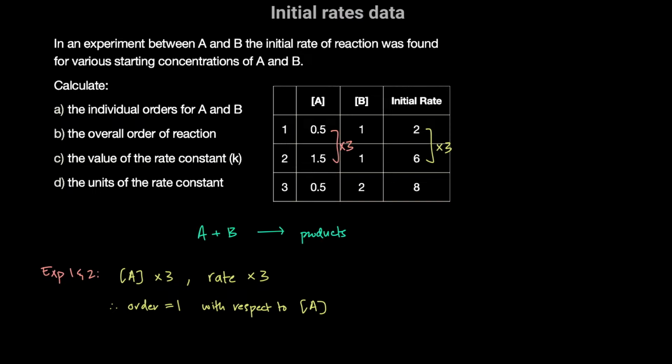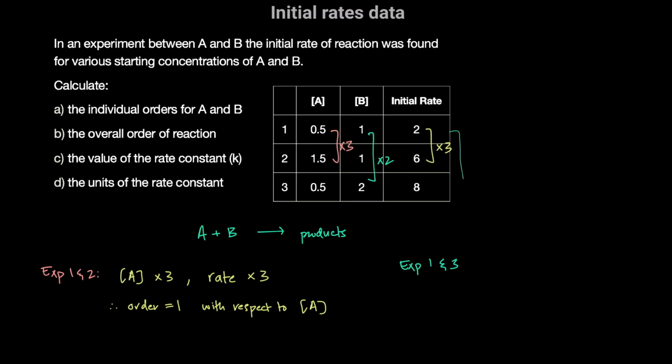For that, we can compare experiments 1 and 3. If we look at experiments 1 and 3, from experiment 1 to experiment 3, we kept the same concentration of A as we had in experiment 1. So changing the concentration of A will have no effect on the rate because we haven't really changed it. Whereas we know that we've doubled the concentration of B. So what we've done is kept the concentration of A constant and doubled the concentration of B.